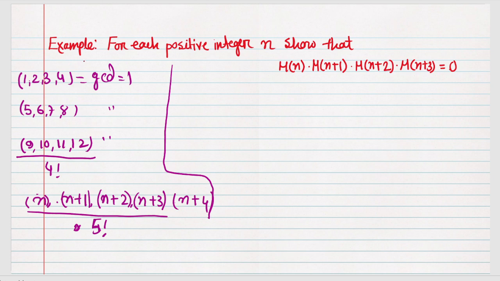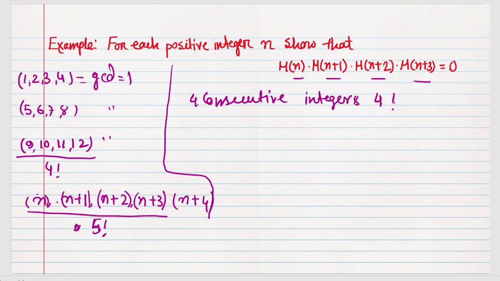So it is an example. If we move towards our proof, since n plus 1, n plus 2, and n plus 3 are consecutive integers, we know that the product of 4 consecutive integers is also divisible by 4 factorial. Here we have 4 consecutive integers. That means it must be divisible by 4 factorial.